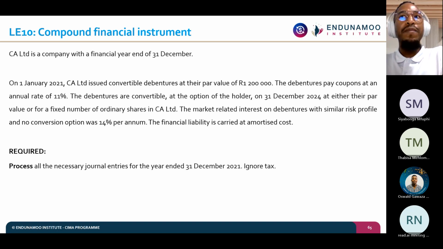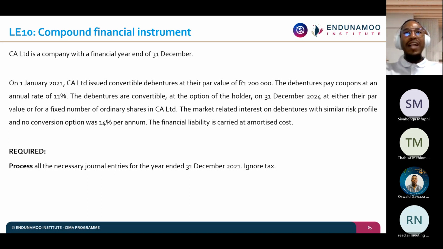issuing convertible debentures. The debentures pay coupons at an annual rate of 11%. This 11% is 11% of the par value, and the par value is 1.2 million, meaning year on year, CA Limited will have to pay a coupon of 11% of 1.2 million. The debentures are convertible at the option of the holder on the 31st of December 2024. And they're convertible at either their par value or for a fixed number of ordinary shares in CA Limited.